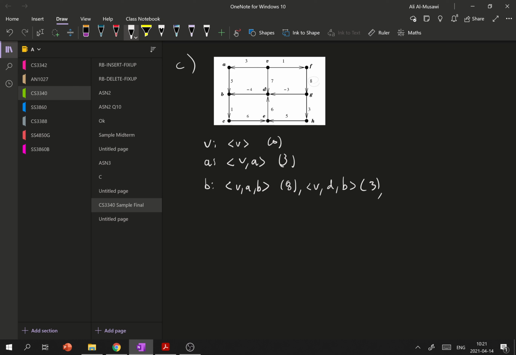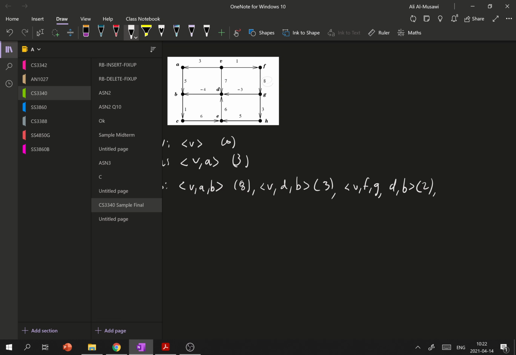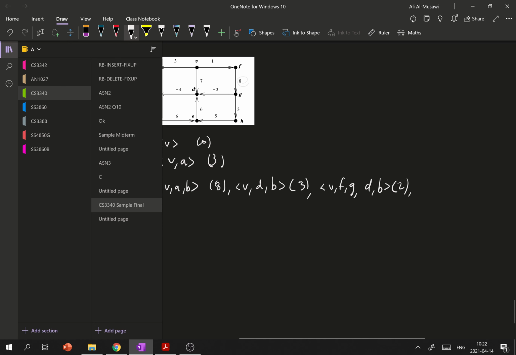Okay. Another one is to get to D. It's either through V or through G. To get to G, I have to get through F. So V, F, G, D, B. This one is better. Okay. Another way to get to D is through E. Okay, let's just write that. Though I know already there's no path better than this one over here, of 2.